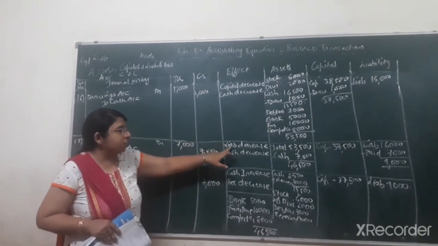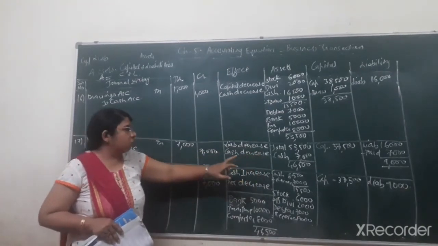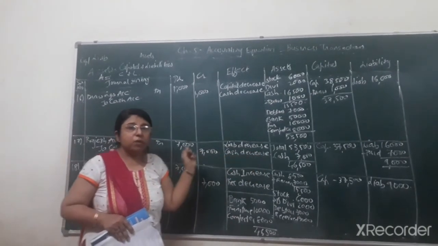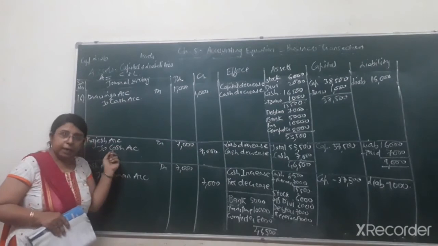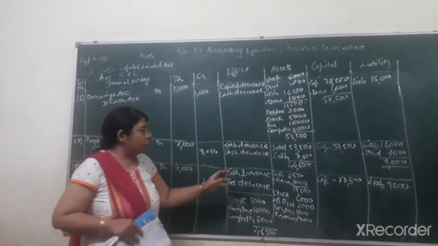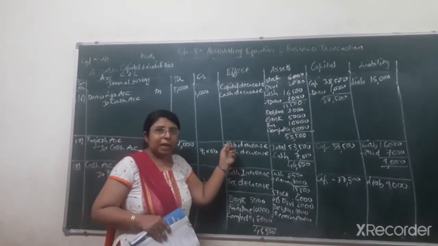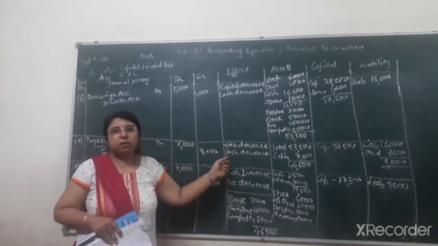So liability would be decreased by rupees 7,000, and cash will also decrease because we are making that payment in cash. So cash will go out from the firm. So two effects would be there. One would be liability and another in the cash balance, that is in assets.